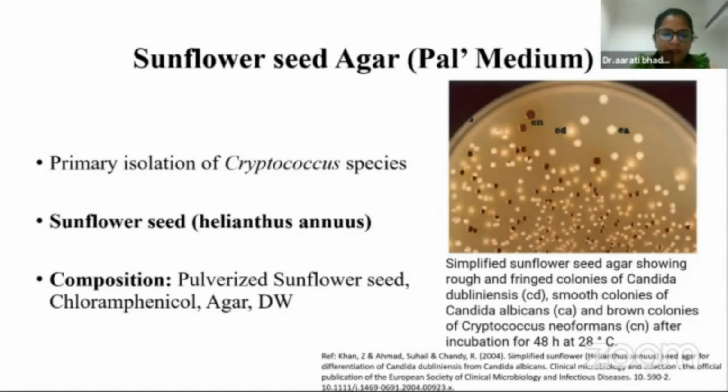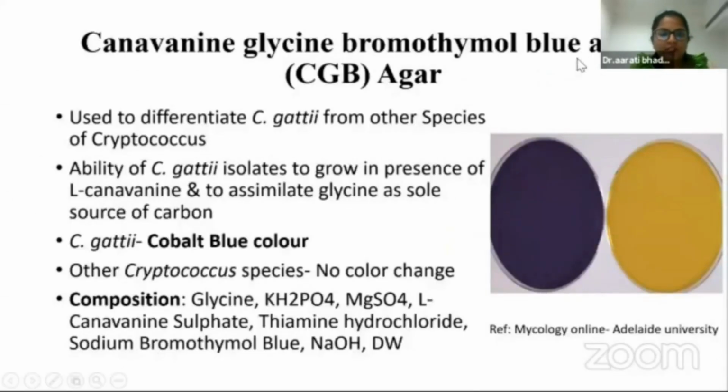Similar to bird seed agar, sunflower seed agar is also there, that is a pulse medium. This is also used for primary isolation of Cryptococcus species. Here you can see these are the pigmented brown color colonies. These are the Candida colonies. These are Cryptococcus colonies. They're dark brown pigmented.